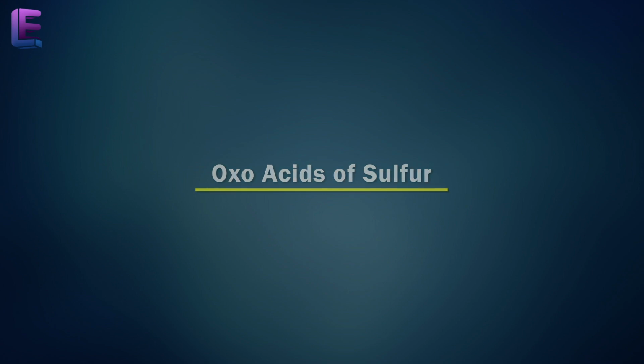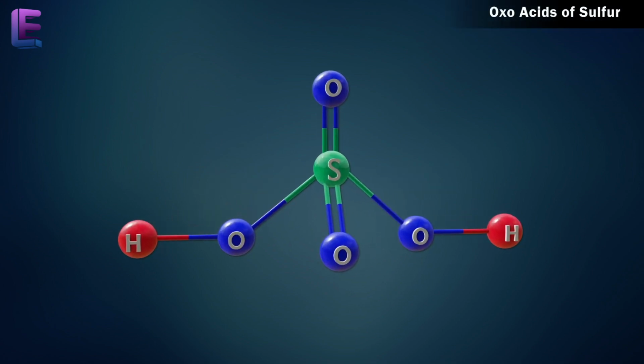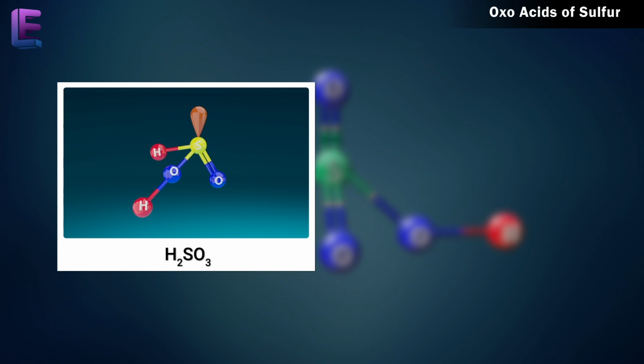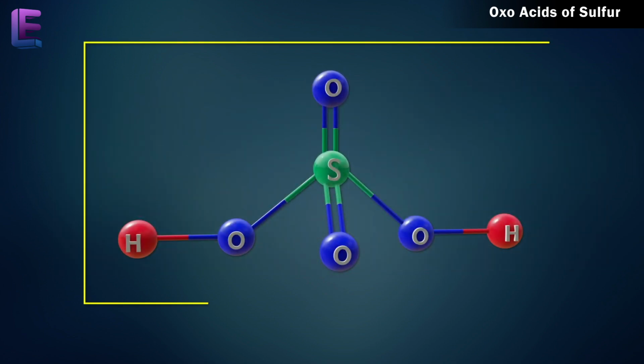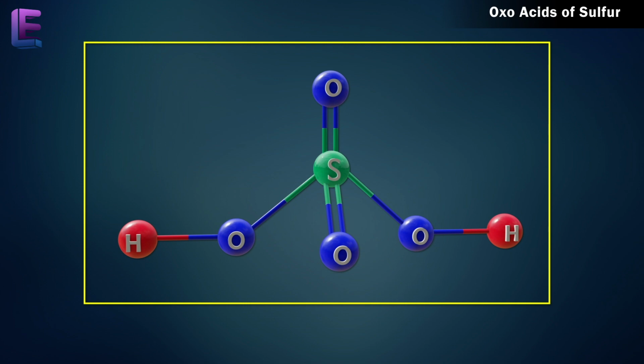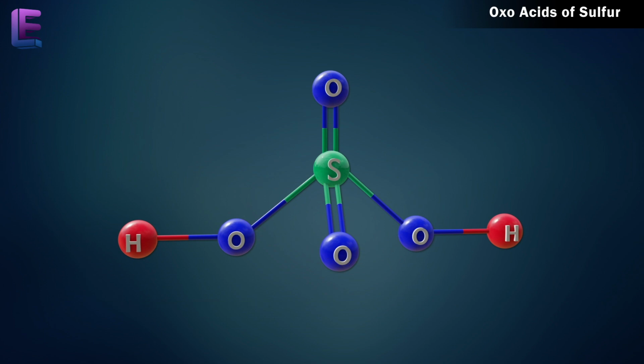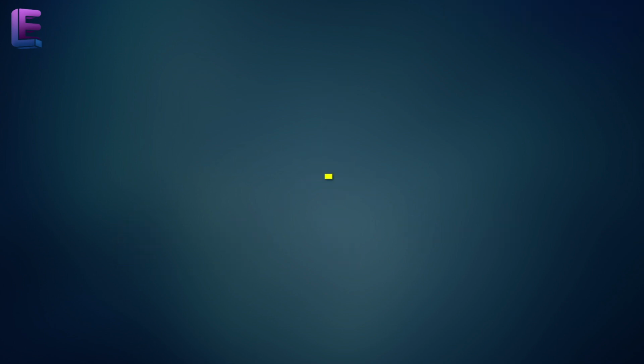Oxoacids of sulfur. Oxoacids are acids containing oxygen. Sulfur forms a number of oxoacids such as H2SO3, H2SO4, etc. When sulfur combines with oxygen in sulfur oxoacids, it shows a tetrahedral structure. Most sulfur oxoacids contain a S=O double bond and a S-OH single bond.